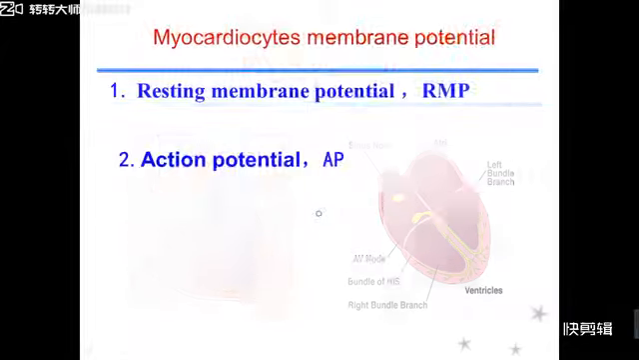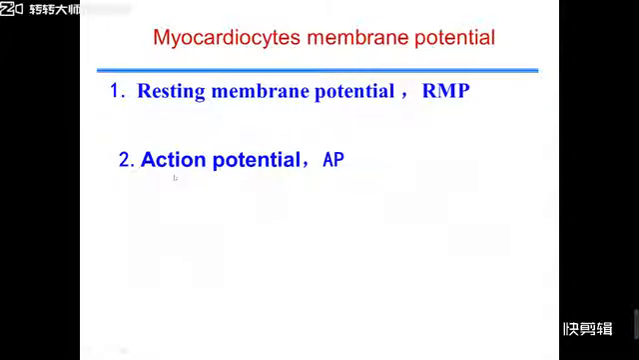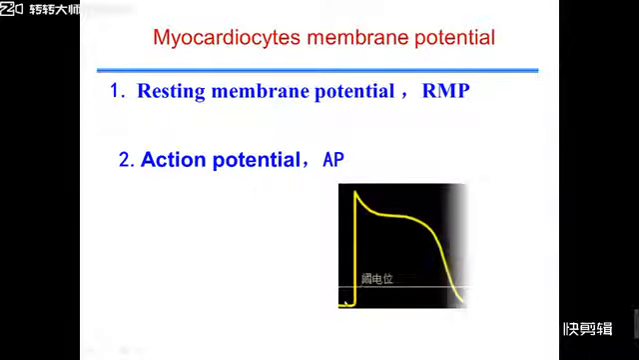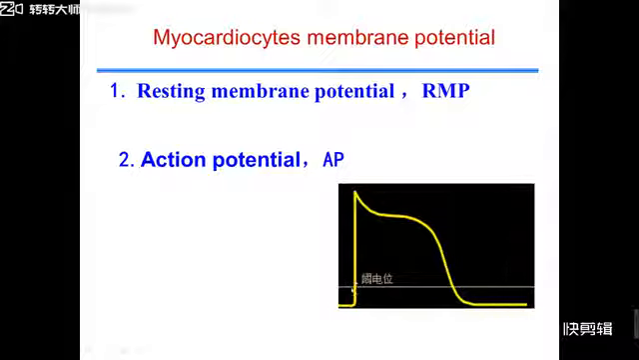Okay. And we know RMP is the resting membrane potential. Compared to RMP, when the cardiomyocyte voltage goes from minus 90 mV to minus 70 mV, minus 70 mV is the threshold potential.